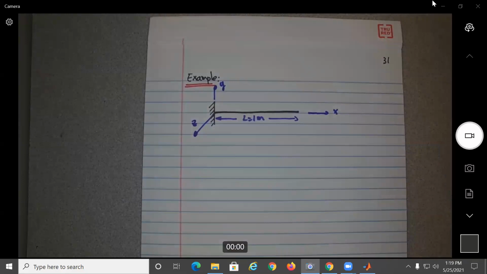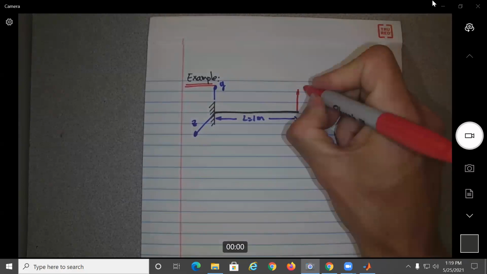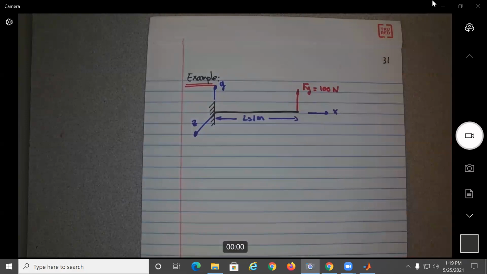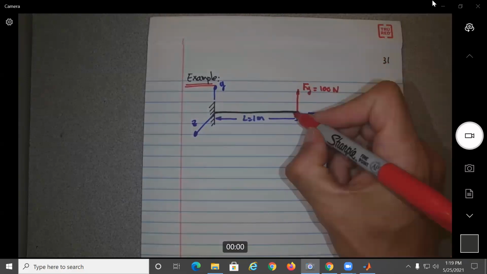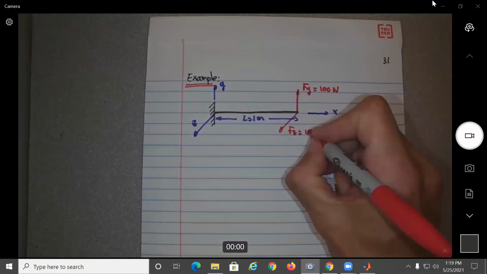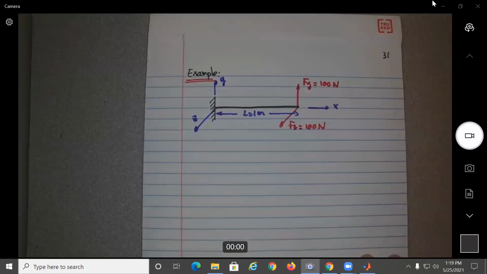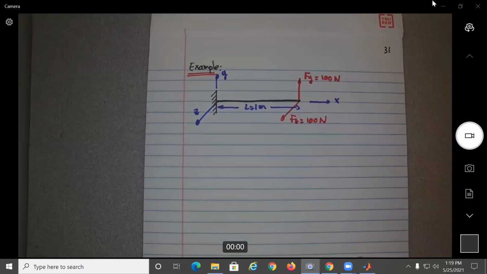So we're going to apply two forces. One, a force Fy equal to 100 newtons. So this will bend about the z-axis, and then I'm going to apply also a force here, positive Fz force equal to 100 newtons. Okay, so doing very simple values.